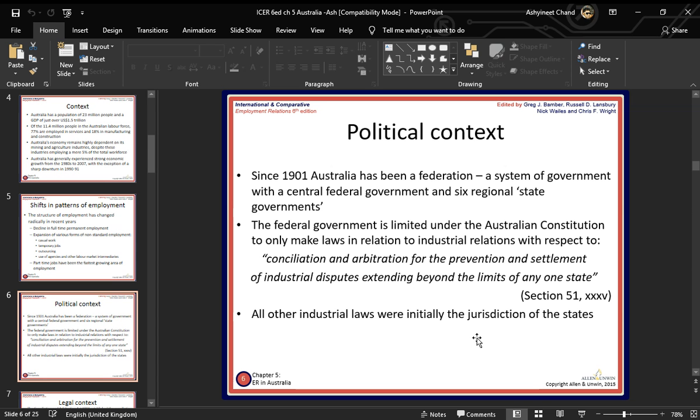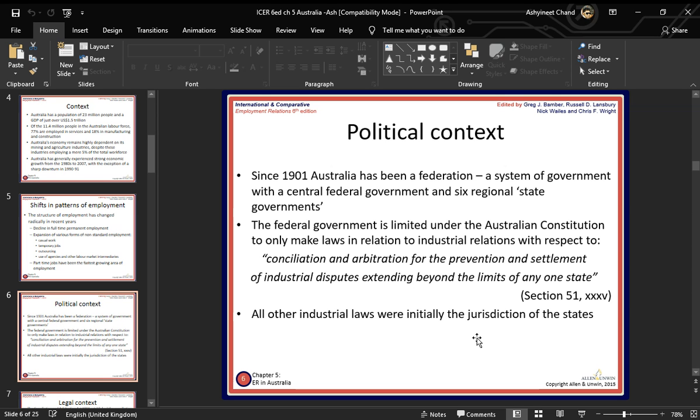Political context: since 1901, Australia has been a federation, a system of government with a central federal government and six regional state governments, just like what we have seen in America. One federal government and 50 state governments. Likewise, in Australia, they have one federal government and six state governments. The federal government is limited under the Australian Constitution to only make laws in relation to industrial relations with respect to conciliation and arbitration for the prevention and settlement of industrial disputes extending beyond the limits of any one state. So that's a direct quote from the Constitution.